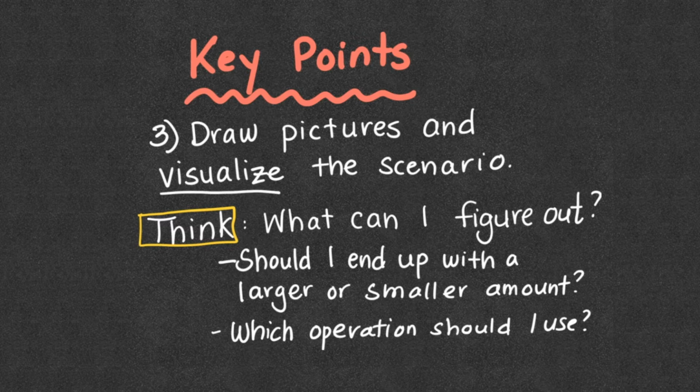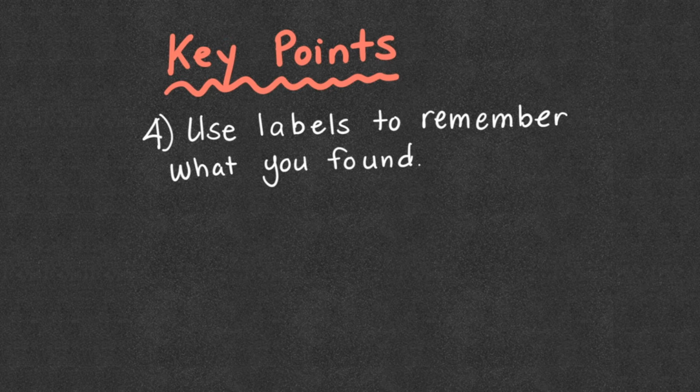You should also be thinking, what can I figure out? Should I be ending up with a larger number or a smaller number? Which operations in this case are going to help me get a larger number? Which operations might help me get a smaller number? That'll help you narrow down how to tackle the problems themselves. And use labels to remember what you found. This is so important just to keep your own brain ready to figure out what's next.